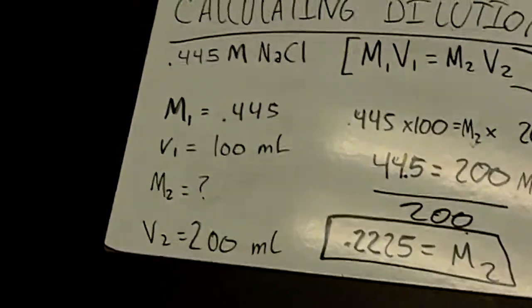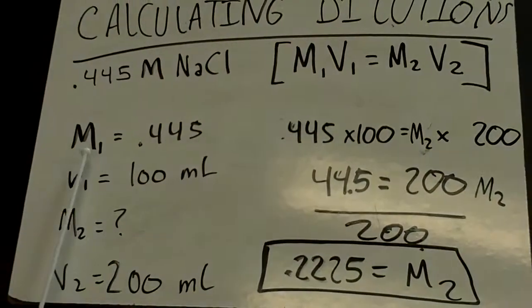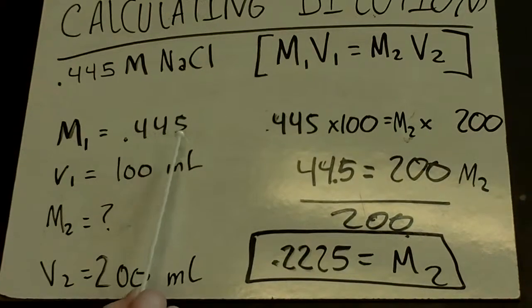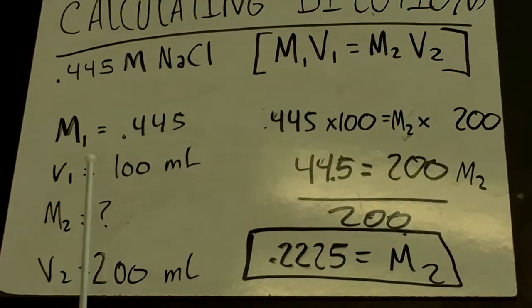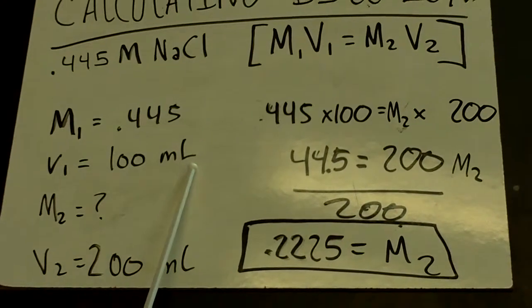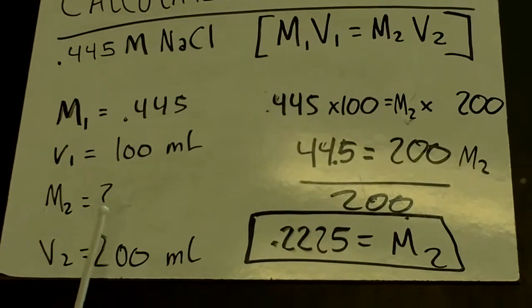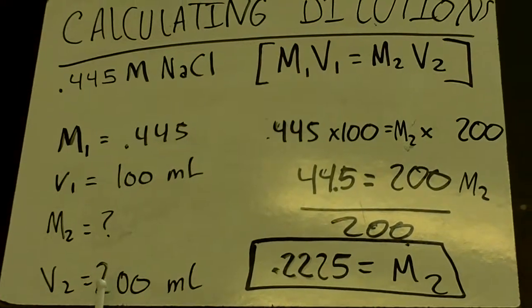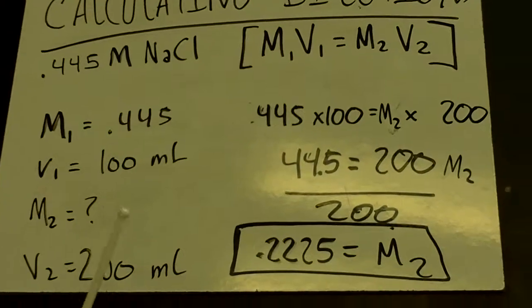Calculating dilution. So we just made a 200 milliliter solution with water and salt. So we know that the molarity of our first solution that we solved for was 0.445, and the volume of our saltwater solution was 100 milliliters. The molarity of our second solution we don't know, but we'll use the fact that we have a volume of 200 milliliters to find out what it is.